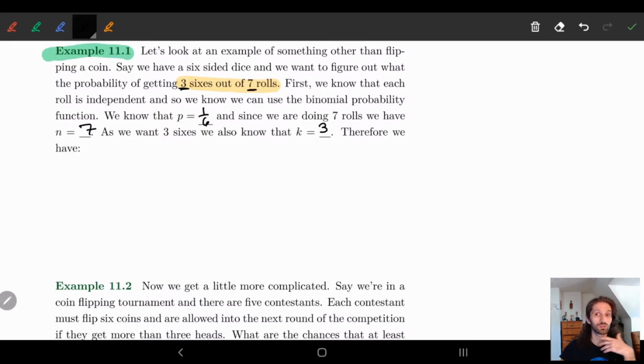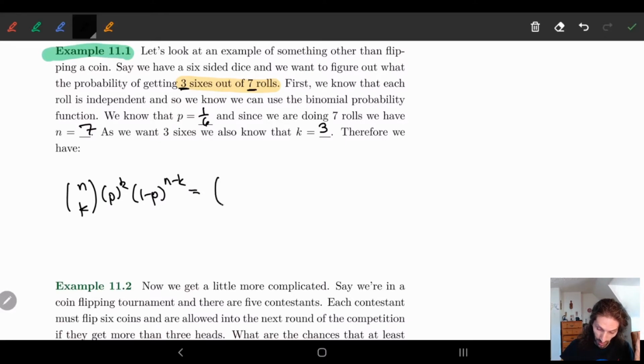In other words, to figure out the probability of 3 6s in 7 rolls, we're just going to use our binomial probability function. So we take N choose K times P to the K times 1 minus P to the N minus K. So we just plug in numbers. N is 7, K is 3, P is 1/6, and 1 minus 1/6. Okay, so 7 choose 3.